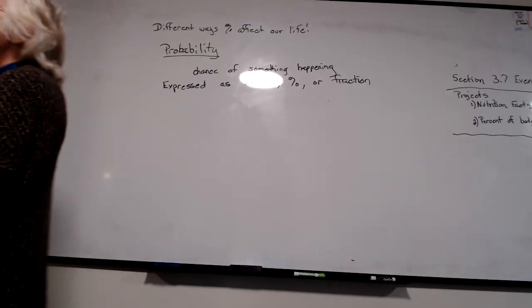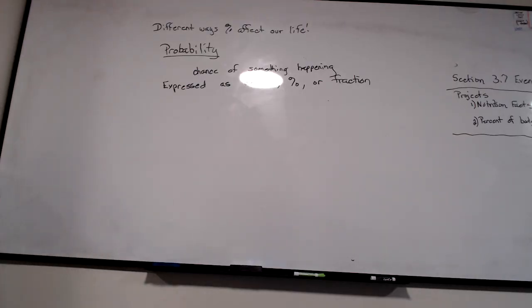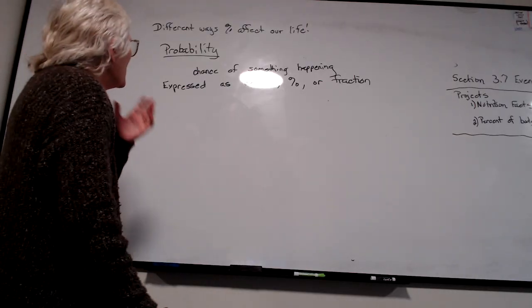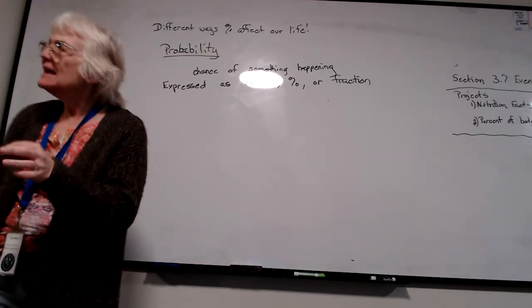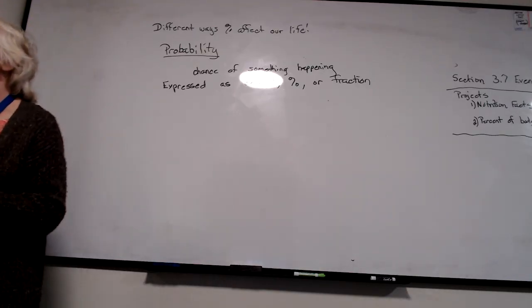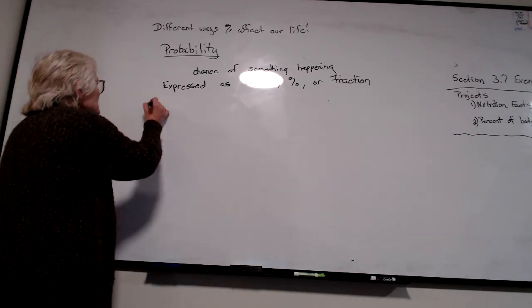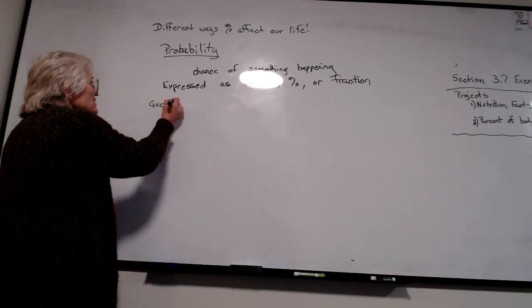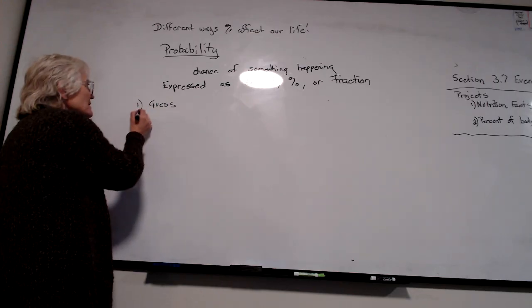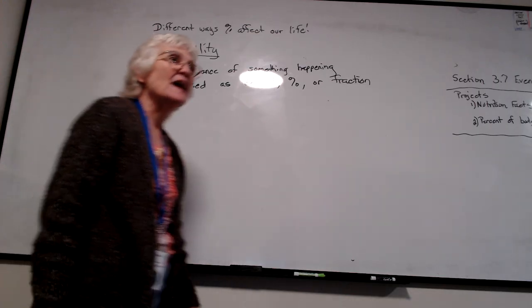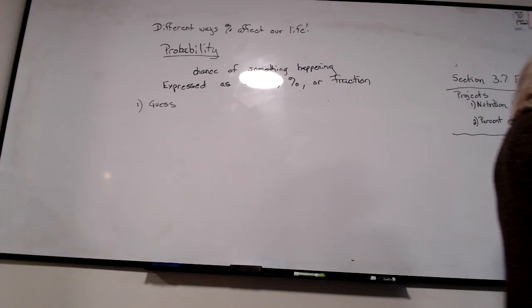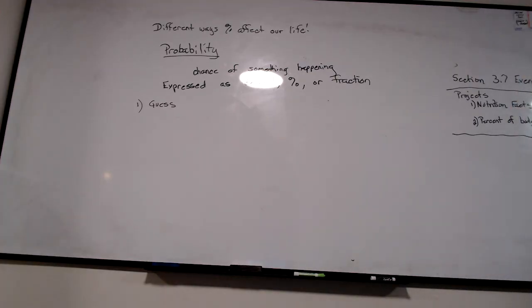Okay. So when we are talking about probabilities, it can be an exact figure or it can be just an approximation. There are 3 ways that you can determine probabilities. One is you guess. So that's one way you would do it.